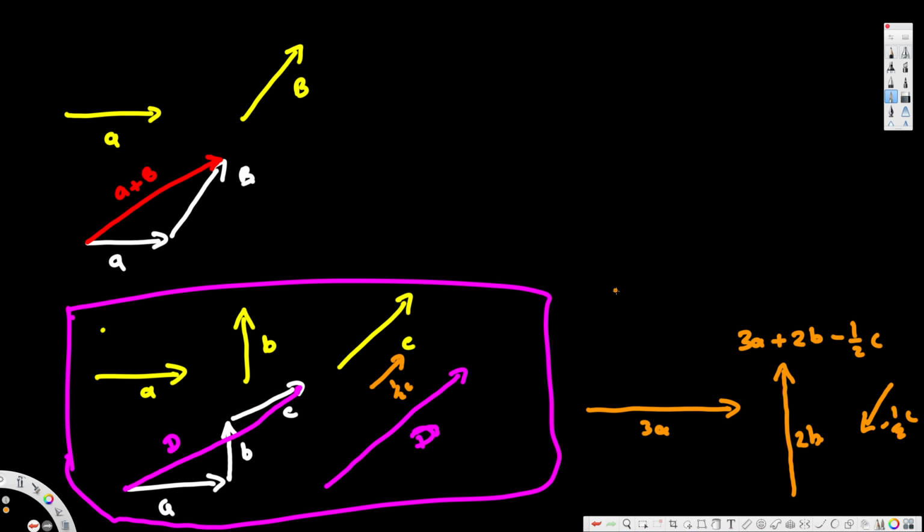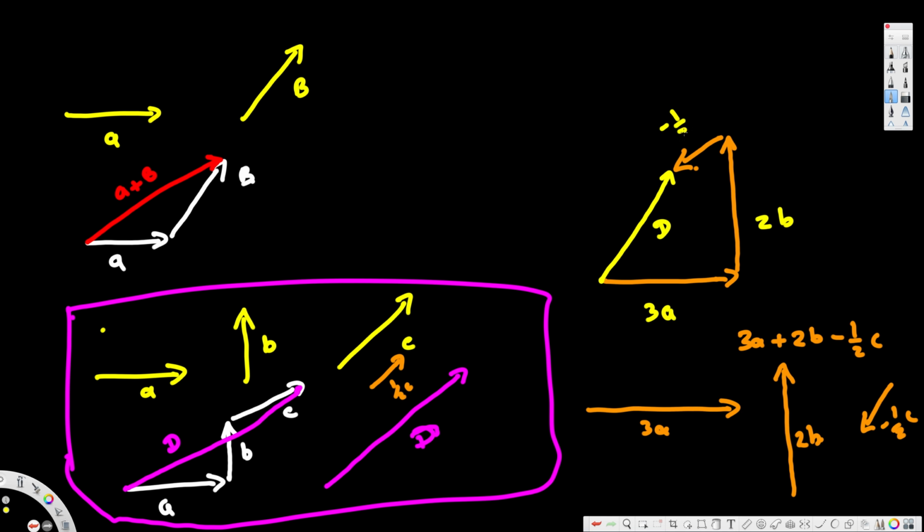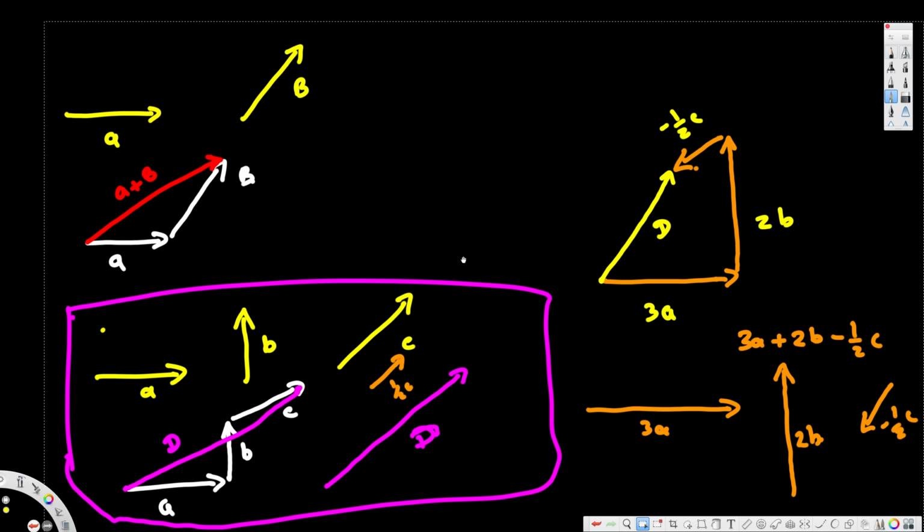Now if we draw our vector diagram, head to tail diagram, this is going to be 3a, then we connect the tail of the second one to the head of the first one, so this is going to look like this, and then negative half c is going to look like this. The resultant vector is going to be like this from starting to ending. So this is our resultant. This is 3a, this is 2b, this is negative half c, and this is our resultant vector, and that's how we do that. Okay, this is head to tail method. Now let's look at a different method.